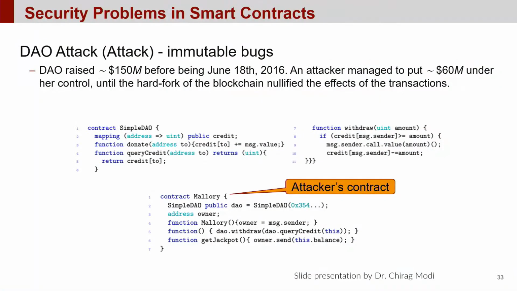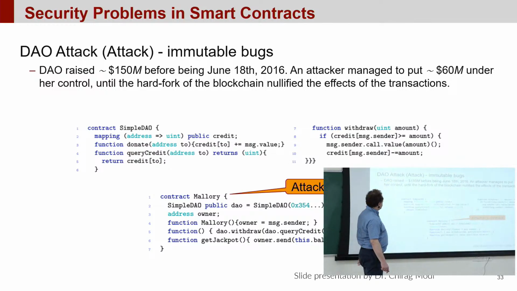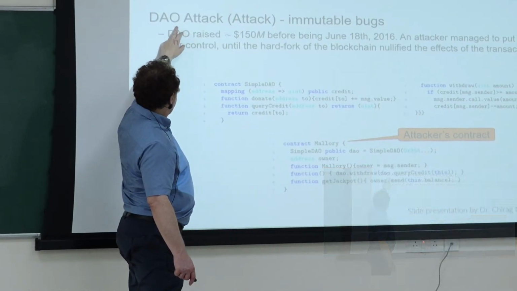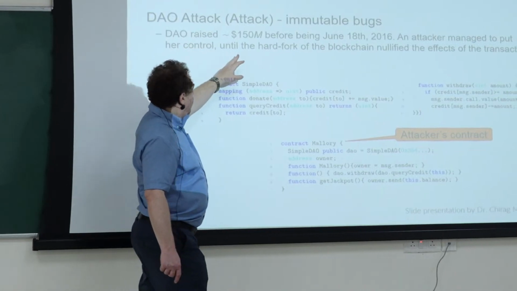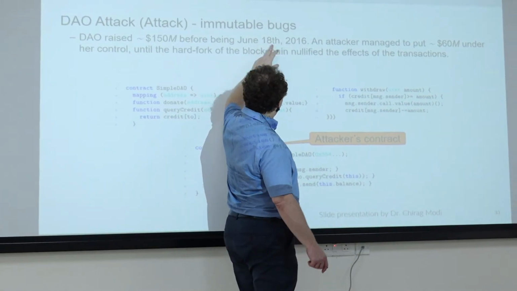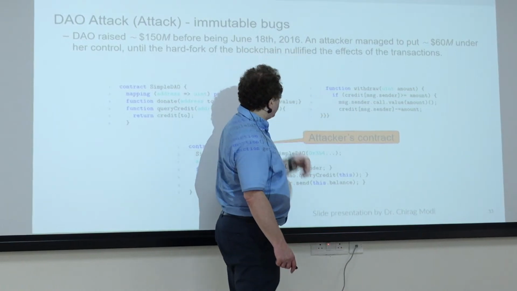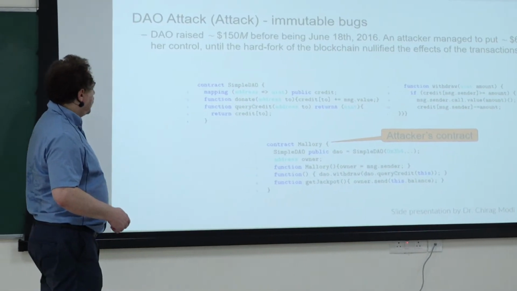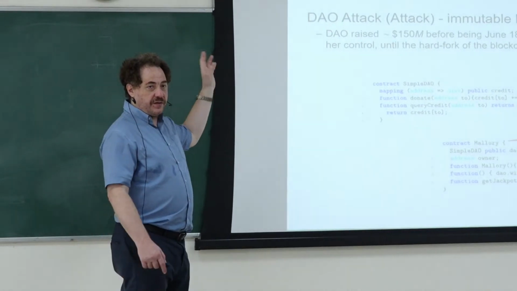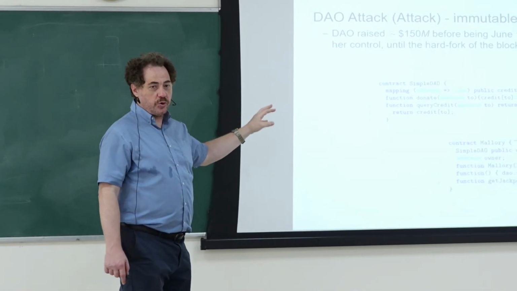Now here we can see a very famous example of the DAO attack. It was an attack on Ethereum where a particular organization raised around $150 million before some point in June 2016. And an attacker managed to steal around $60 million from that DAO using the bug which I'm going to explain.